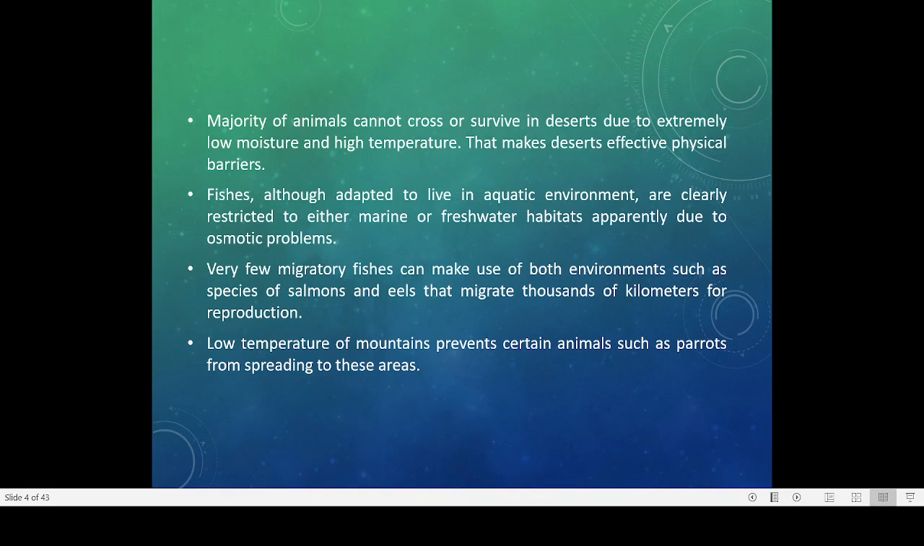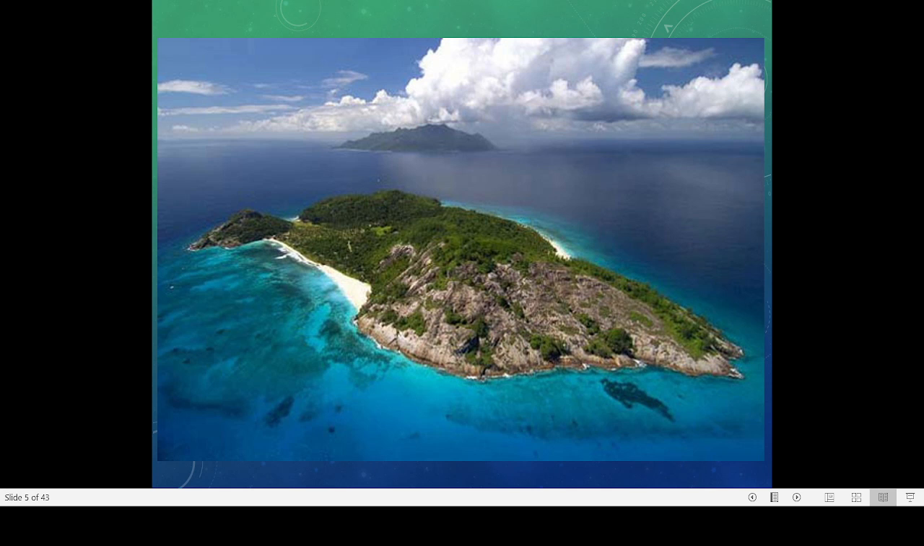The low temperature of mountains prevents certain animals like parrots from spreading to these areas, because parrots normally can survive only in an area of slightly warmer climate. So they won't be able to survive if the temperature is very low, as in the case of mountain areas. Usually, if you go to a mountain region, temperature gradually decreases. So some species which are adapted to survive in warmer conditions may not be able to survive in a colder area. So this is another picture that is showing an island.